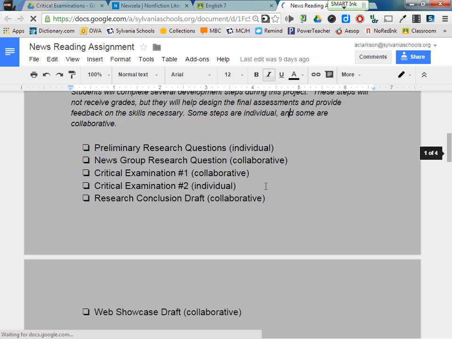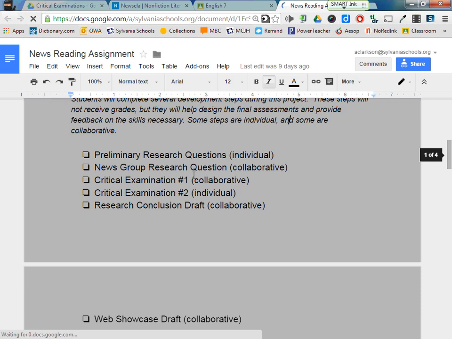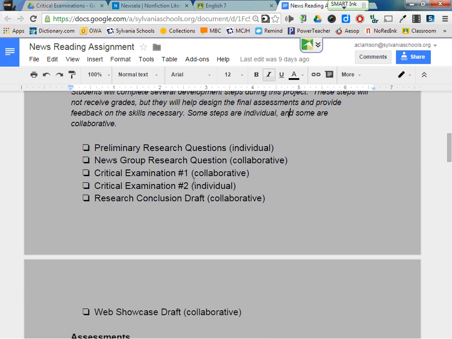Remember that the critical examination project is an important part of the news reading overall project. Critical examinations help you understand how to read news articles intelligently, not just to read them for summary, but to read them to understand how an author is supporting a given position.